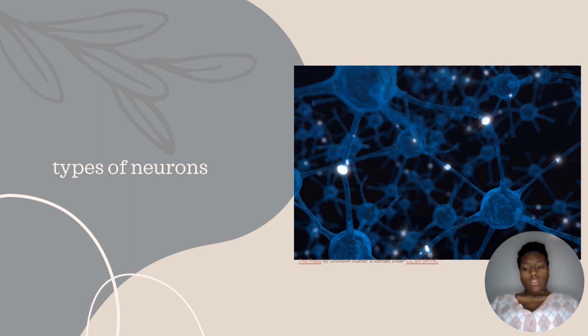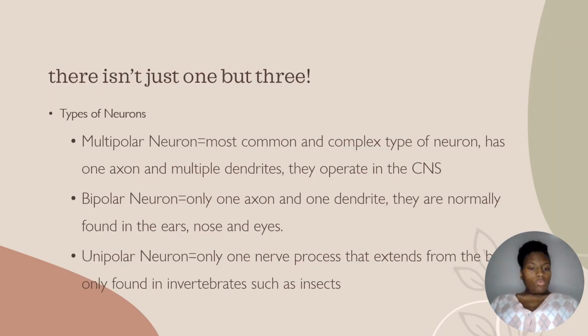The different types of neurons. So there isn't just one type of neuron. There are actually 3 different types of neurons. You have the multipolar neuron, the bipolar neuron, and the unipolar neuron.